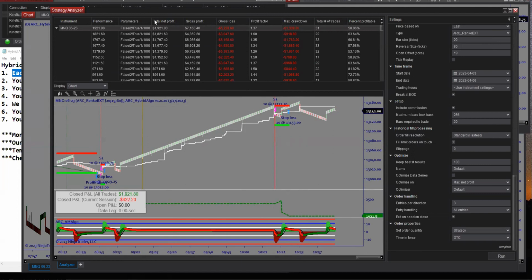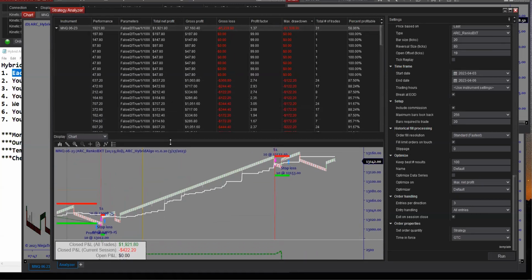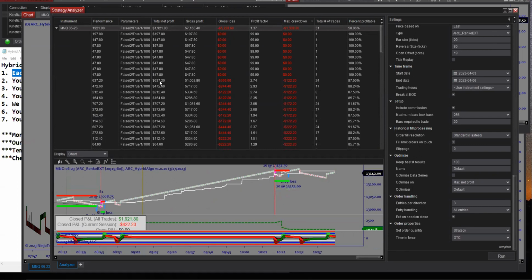Let's take a look at net profit. Okay, let's take a look at max drawdown. Let's take a look at the lowest drawdown. Let's take a look at the highest profit to the lowest drawdown. So there it is, 630, 24 trades right here. Take a look at this. Smallest drawdown, 2.7 profit factor, 2.9 profit factor.